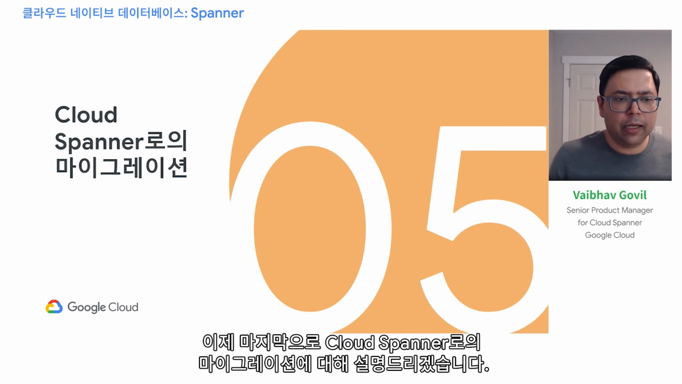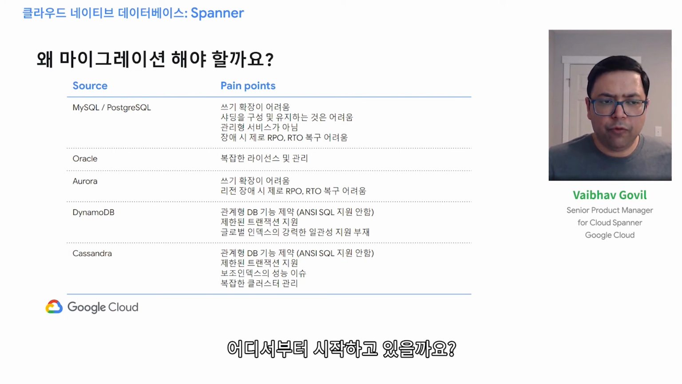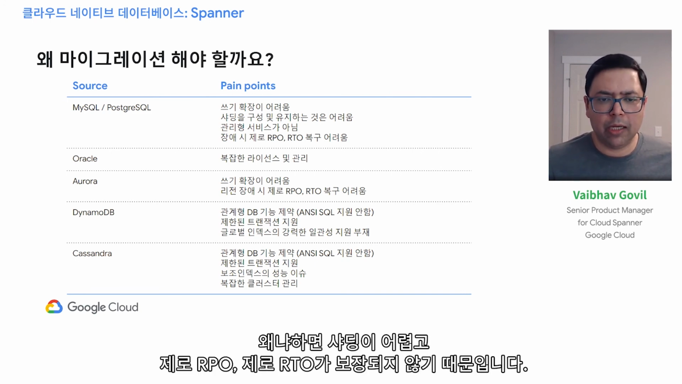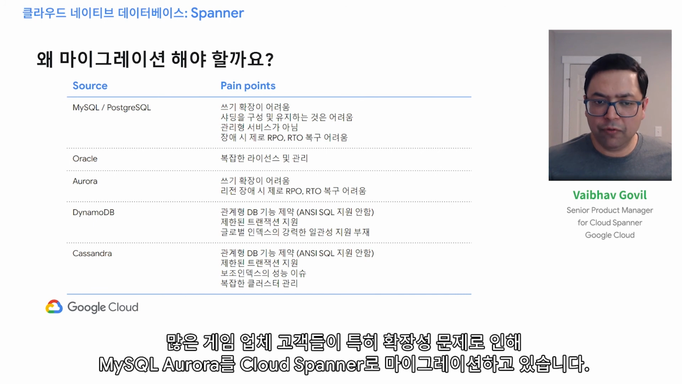Okay, so finally, let's talk about migration to Cloud Spanner. Why are customers migrating to Spanner, and from where? They are migrating from a whole bunch of places like MySQL and Postgres. Again, sharding is a challenge, as is non-zero RPO and RTO. Oracle, I don't have to speak much over there, but complex licensing and administration. Aurora, a number of our gaming customers migrated from MySQL Aurora onto Spanner, especially because of the scaling challenges which they have.